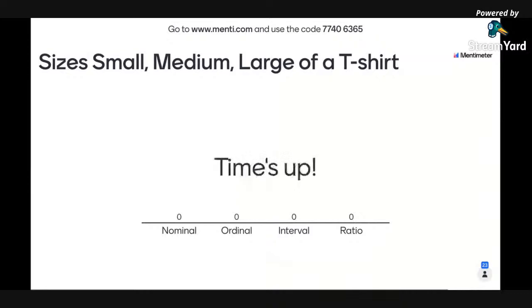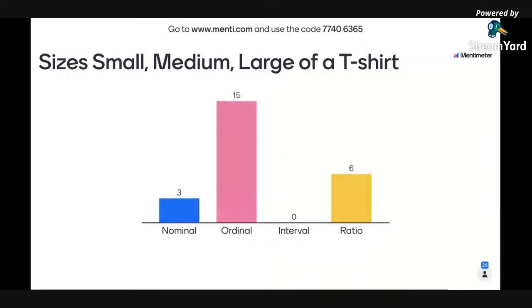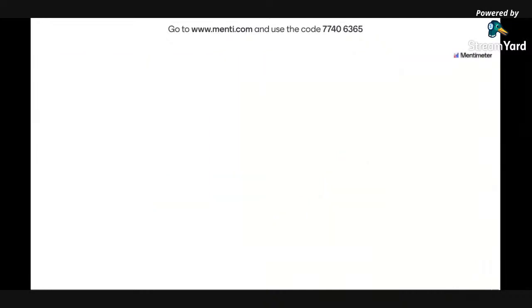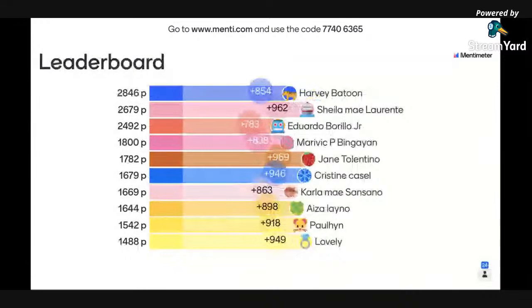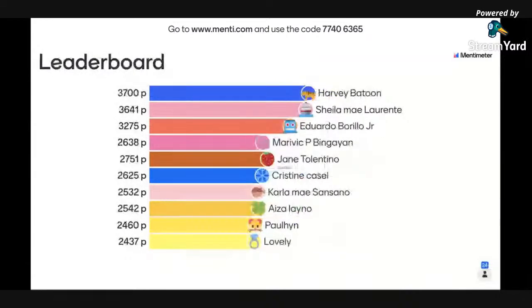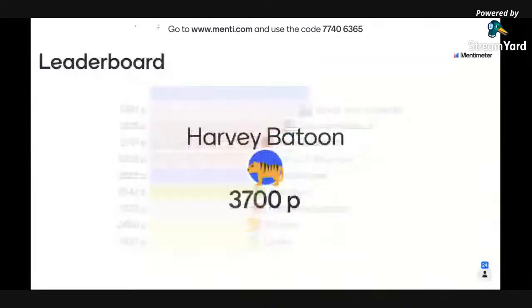Time's up, and the correct answer is ordinal. Okay, that's 15 out of 24. Not bad. Let's see who won. Okay, do we have a new leader? No, it's Harvey who won this round with 3,700 points. Great job. Congratulations, Harvey.